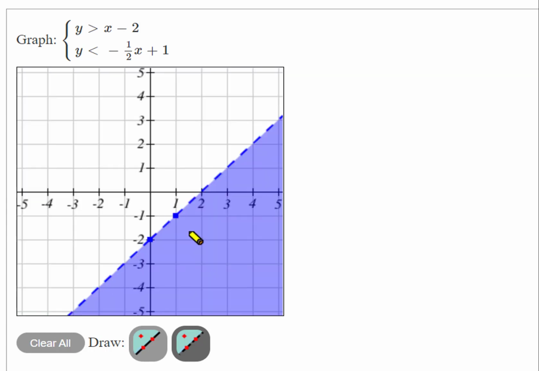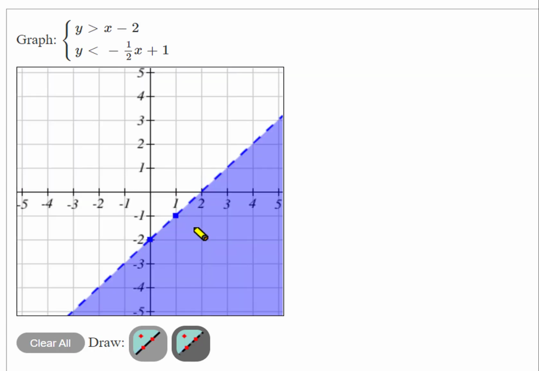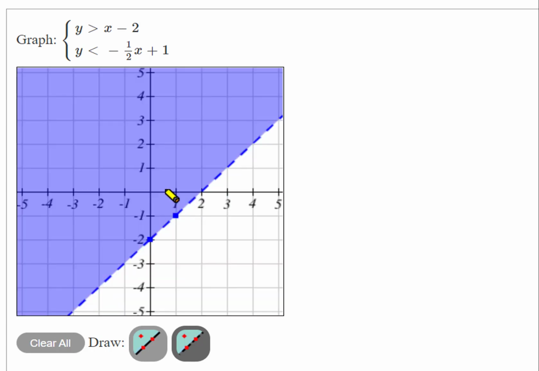Now I just move my pencil here, that's on screen, into one side or the other. And that's where you just have to do the same sort of test to decide which way it's going to go. So if you choose the origin and plug it into this equation, you would get 0 is greater than negative 2. Since that's a true statement, just click there, and now that will stay shaded, and you finished graphing that line.